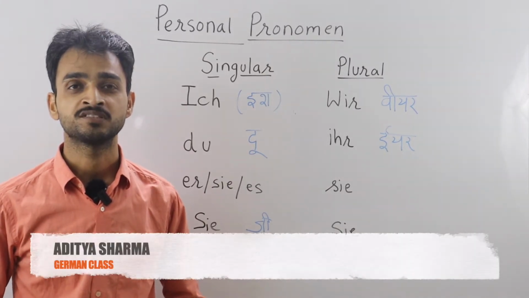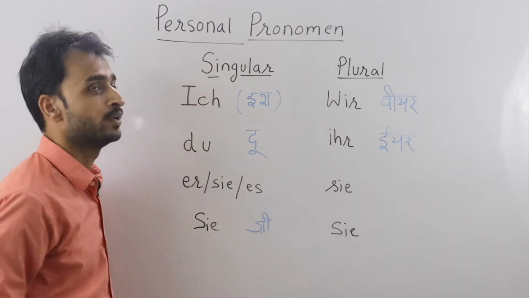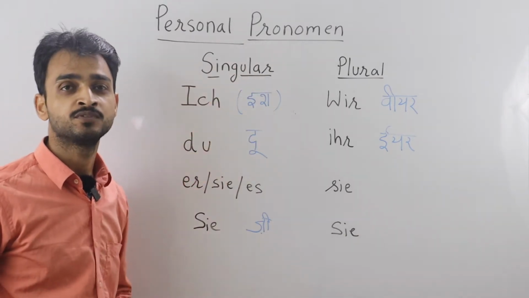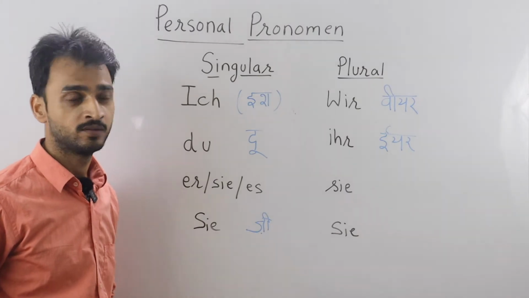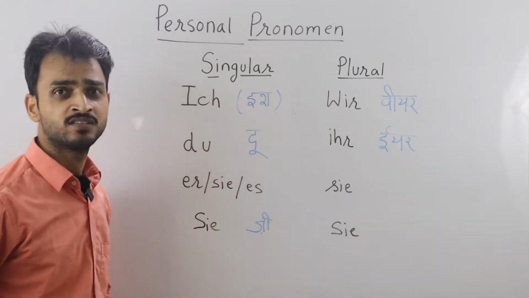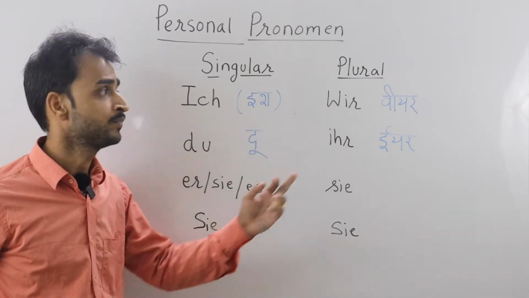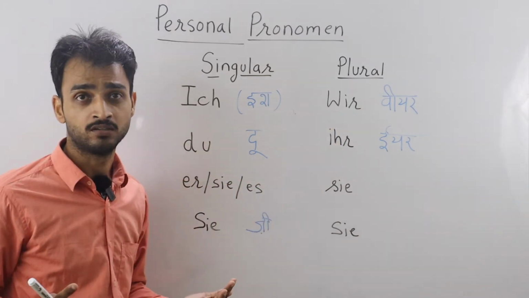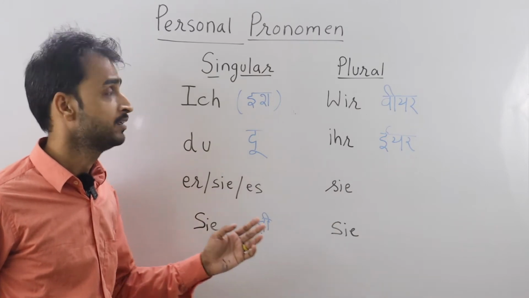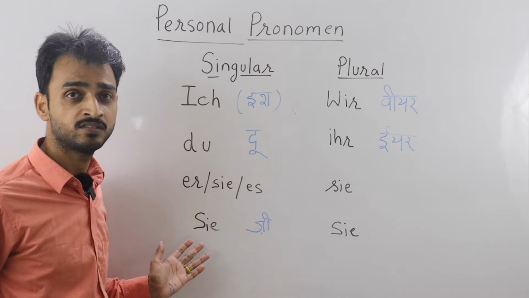Today we learn personal pronouns in German. In German we say Personalpronomen. I repeat, Personalpronomen. Personal pronouns are singular and plural. First person means ich. Plural, wir. We all. So this is singular, this is plural. Okay? These are singular personal pronouns.